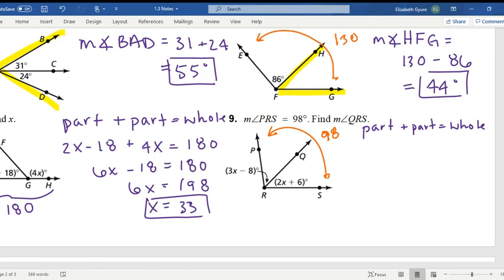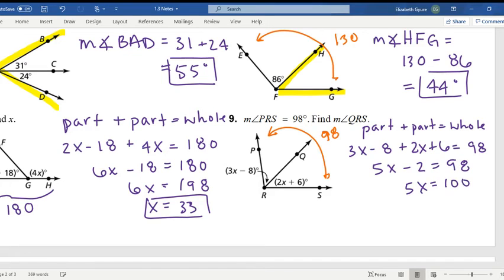So my one part is 3x minus 8. My other part is 2x plus 6. And the whole thing is 98. And now let's simplify. 3x plus 2x is 5x. Negative 8 plus 6 is negative 2 equals 98. Add your 2 over. 5x equals 100. Divide to get 20. Now, you're not done.